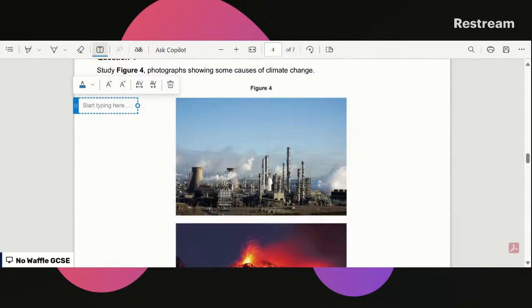Firstly, we need to always refer to the figure. So what can we see in the first image? We can see a lot of pollution from manufacturing industries, and you can talk about globalization, trade, all of those sorts of things, which lead to pollution, the production of greenhouse gases, and those therefore cause global warming. So that is a human cause, and that impacts it.